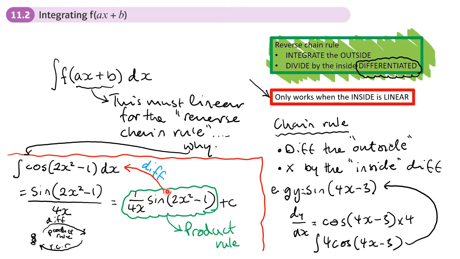So if you use the chain rule one way, you've got to use it back the other way. If I use the product rule one way, I can't reverse it by using the chain rule or reverse chain rule. That doesn't work. On to some examples.